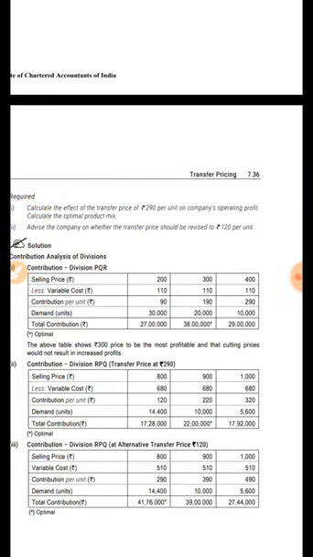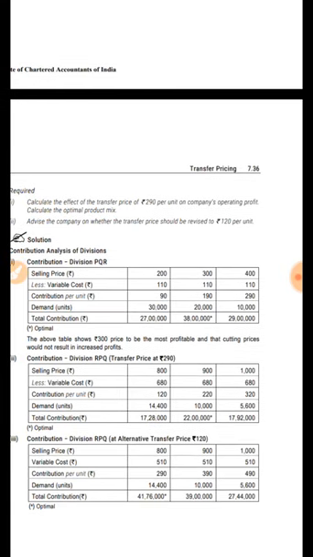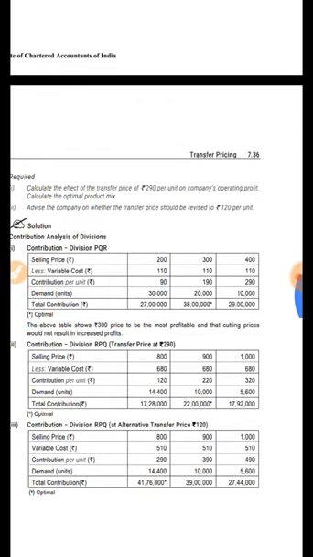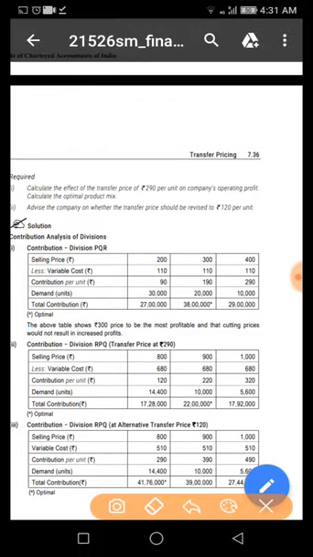So what it's saying, the above table shows rupees 300 price to be the most profitable, and that cutting prices would not result in increased profit. So see, it is clearly visible, no? Like if you are selecting 300 as price, your total contribution is highest here among the three, 38 lakh. So if you are reducing price to 200 also, you are not able to catch up to this much of contribution. So the best one is 300 rupees.